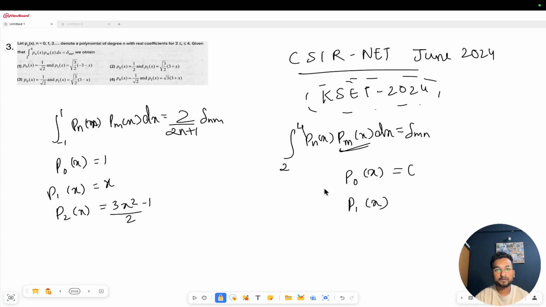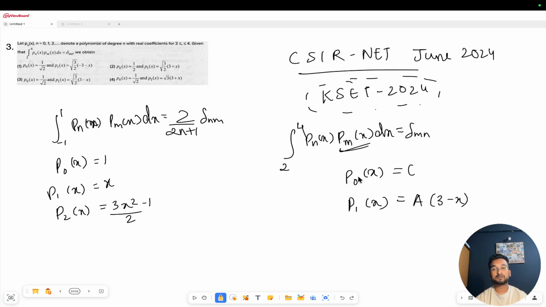And P1(x), according to your options, you can see that it is something like 3 minus x, 3 plus x, some sign is there. So you can take any constant a into (3 minus x). If you have taken any sign wrong, then substituting in this integral, you will get the correct answer.